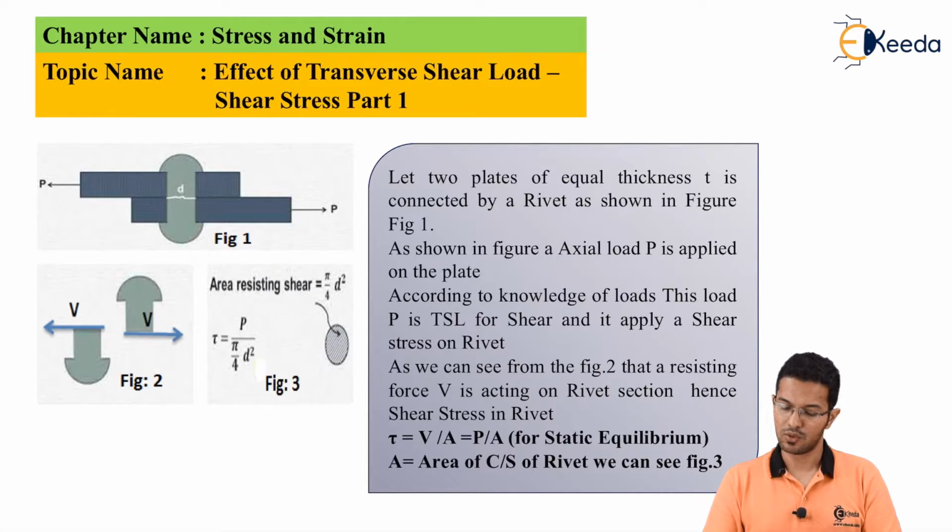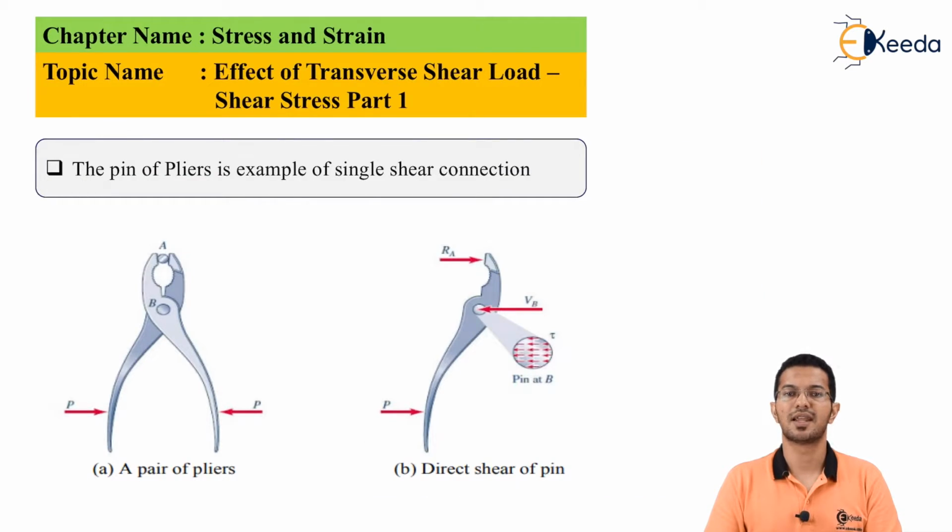In this diagram, two plates of equal thickness T are connected by a rivet as shown in the figure. As we can see from figure 2, a resisting force V is acting on the rivet section. Hence, the shear stress in the rivet, tau, is equal to V upon A, which is equal to P upon A. And please remember, this is for static equilibrium. Also, A is equal to the area of the cross section of the rivet, which we can see in figure 3.